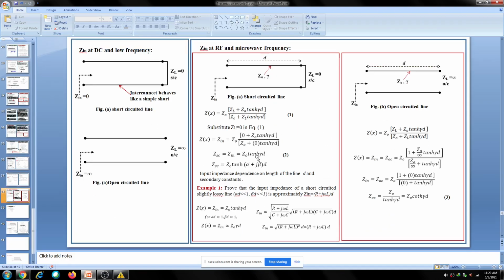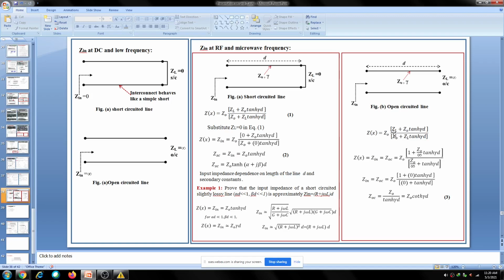This is the one: Z naught tan hyperbolic simplifies. If ZL is 0, this equation simplifies to this. That's all. You can find the value of input impedance as a function of distance. Similarly, if it is open circuited, it simplifies to this equation. This is the general equation.